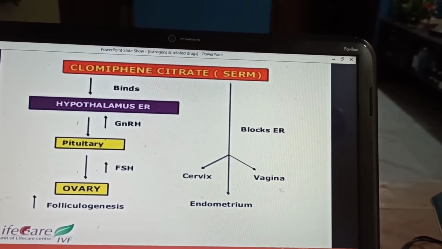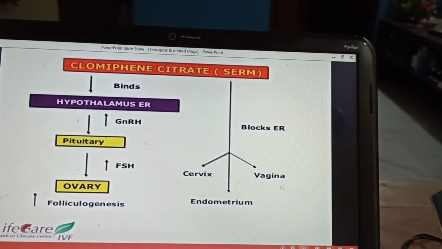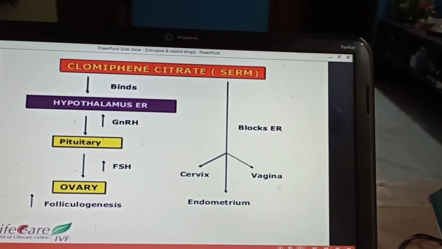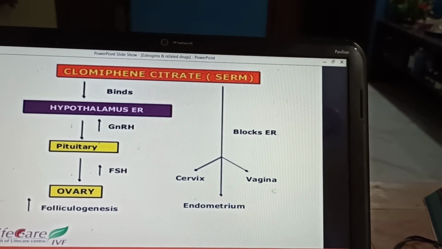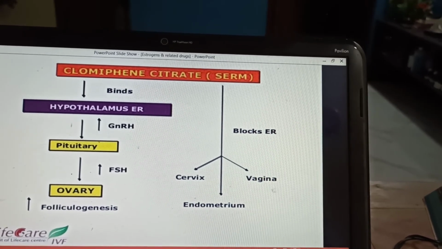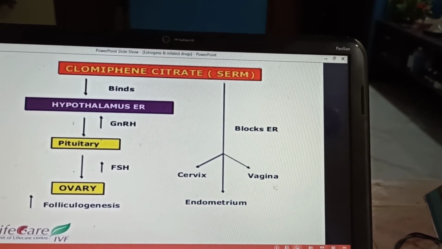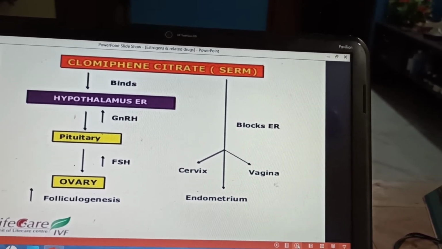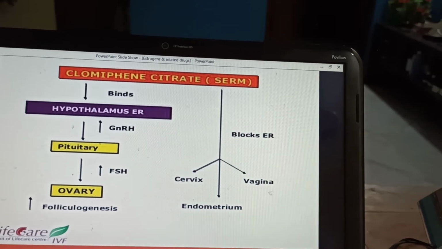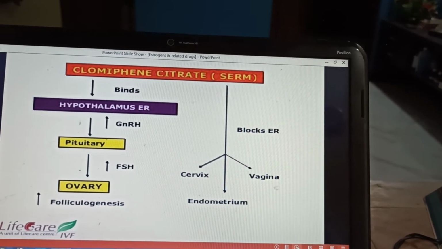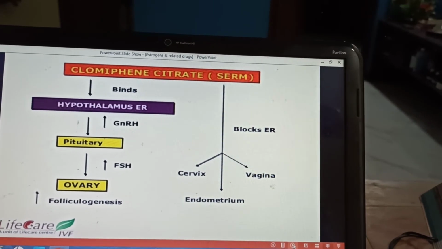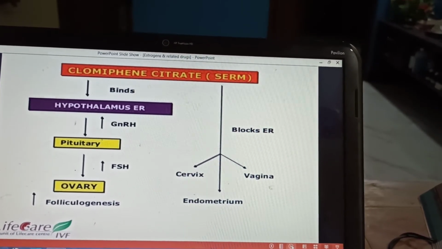So there will be thickening of the cervical secretions, and there can be loss of the proliferative effect of the estrogen on the endometrium. So the endometrium will become thin instead of thickening. Thinning of the endometrium is seen, and the cervical secretions become thick. So opposite effects to those of the estrogens will be seen. Overall, an anti-estrogenic effect of clomiphene citrate.